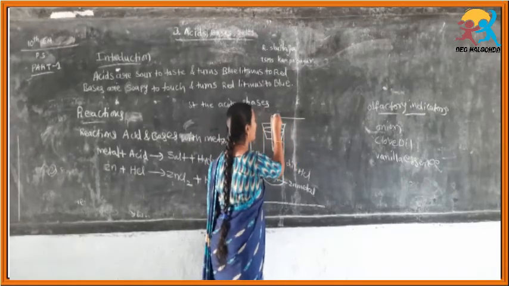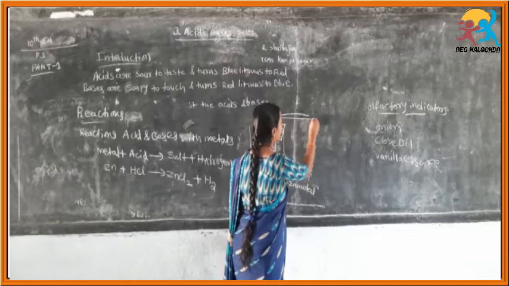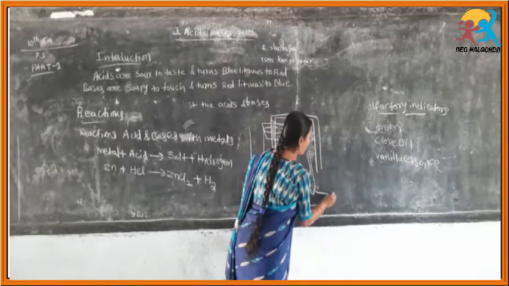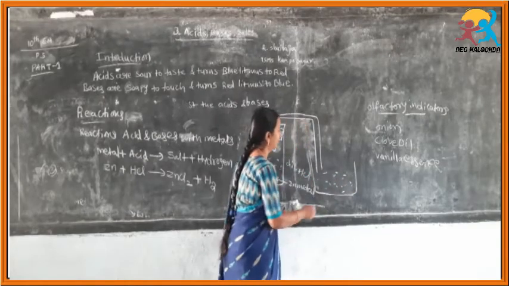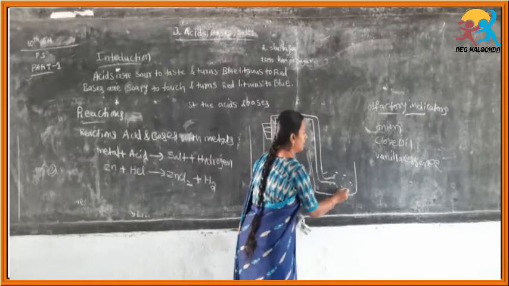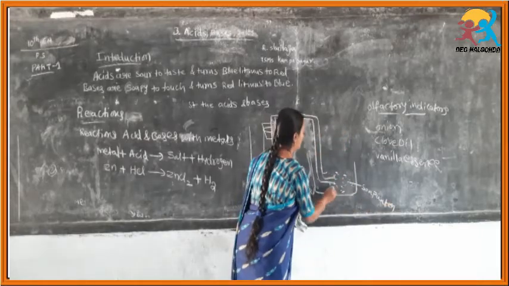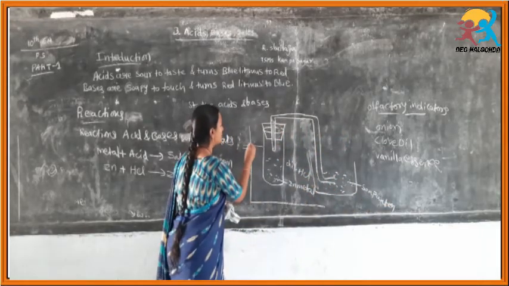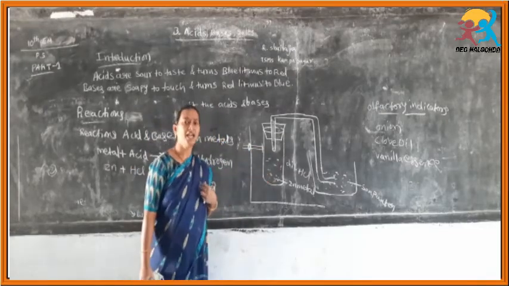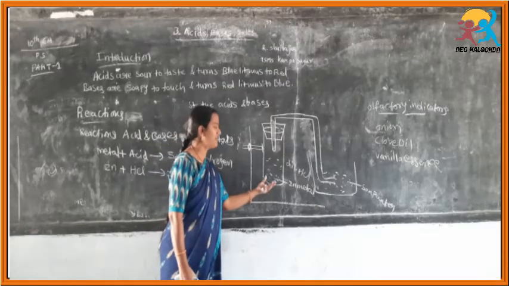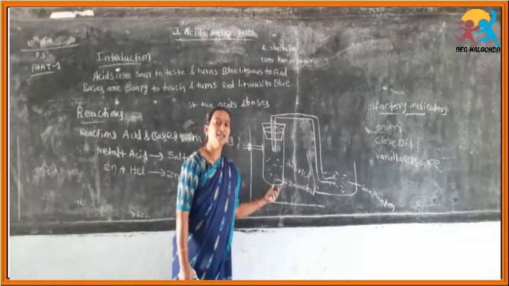In this one hole you have to keep one delivery tube. Here you take one beaker which contains soap water. This is the soap water. So you have to arrange the apparatus like this to react the zinc metal and dilute HCl. So what observations can we make? What reaction occurs between the zinc metal and dilute HCl?